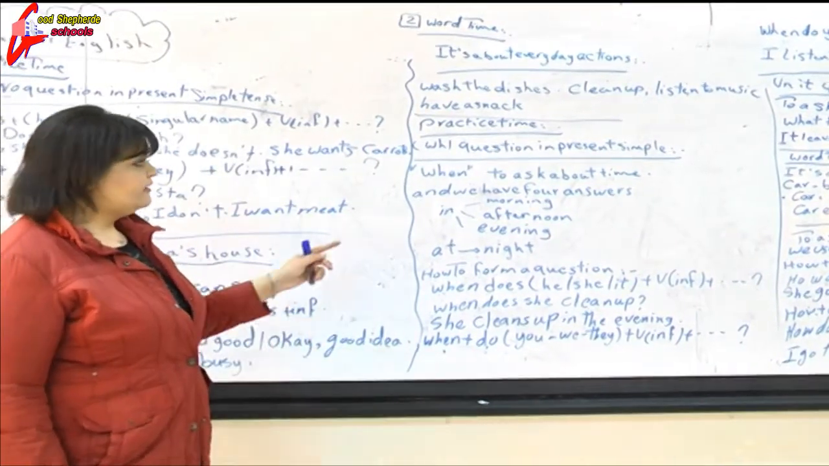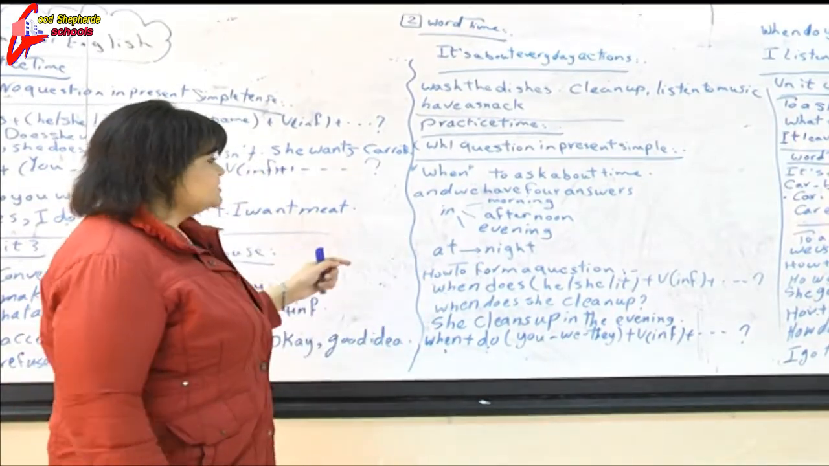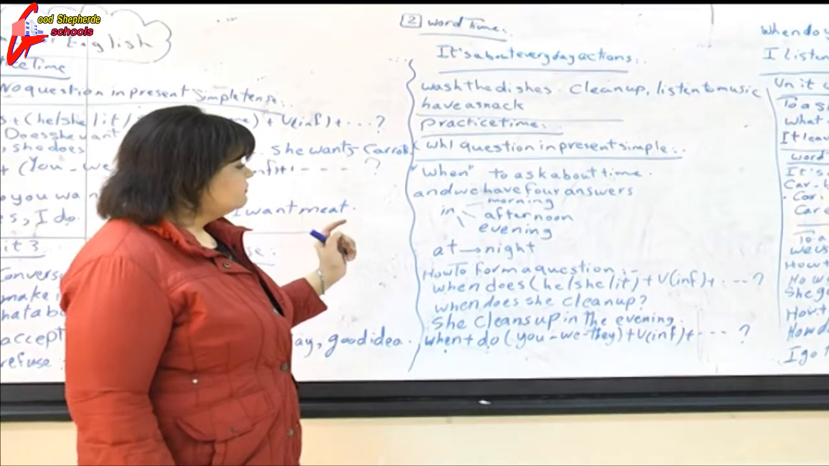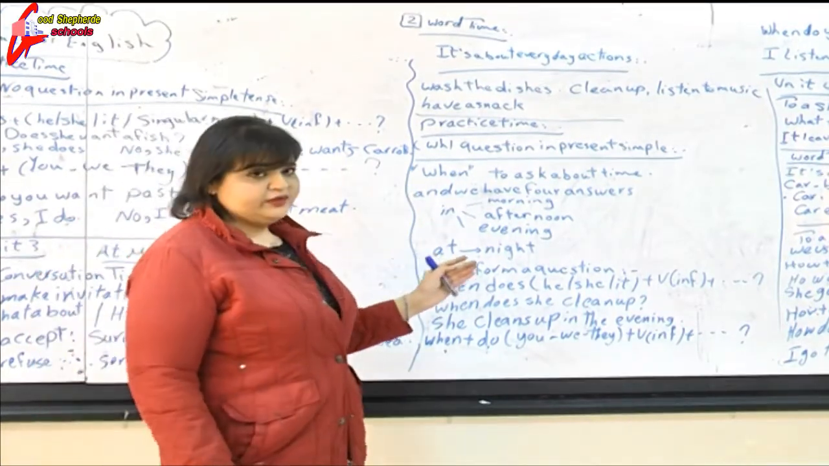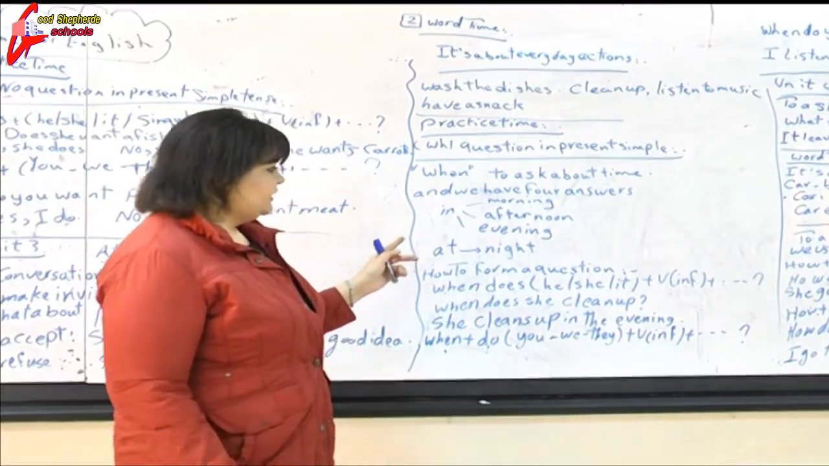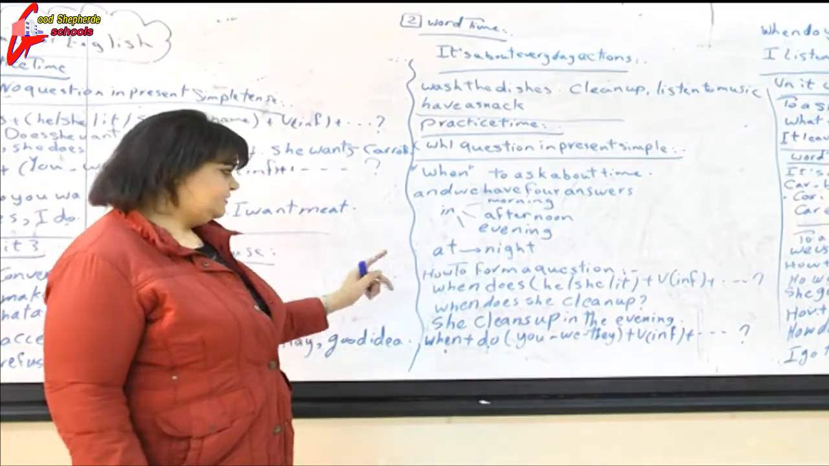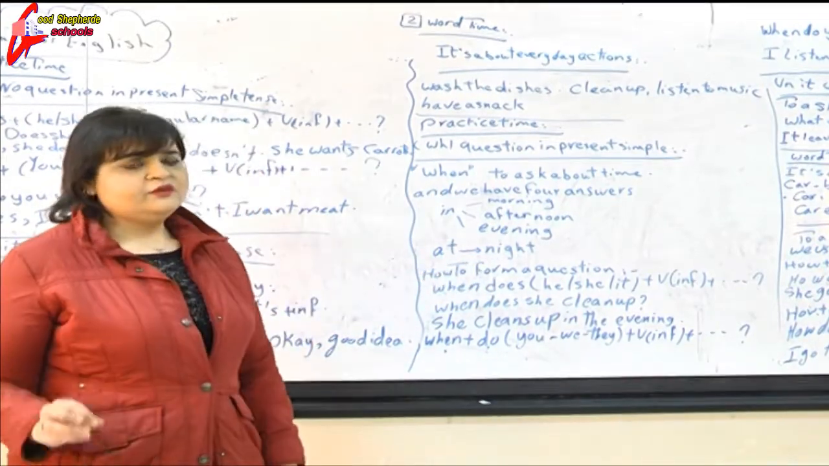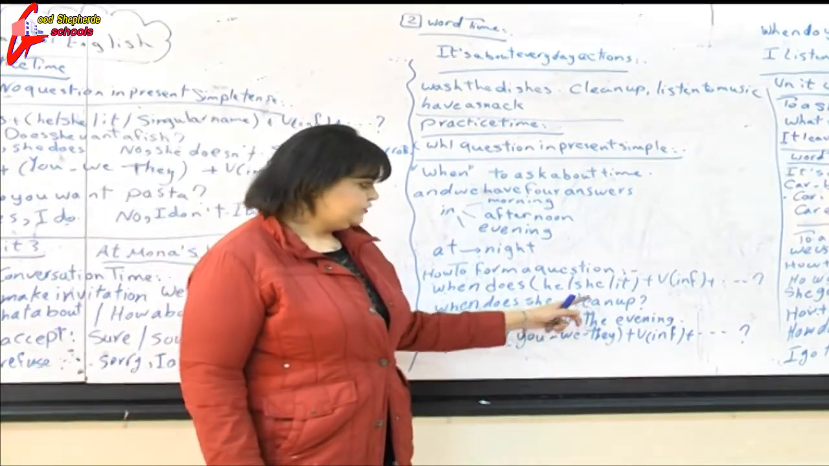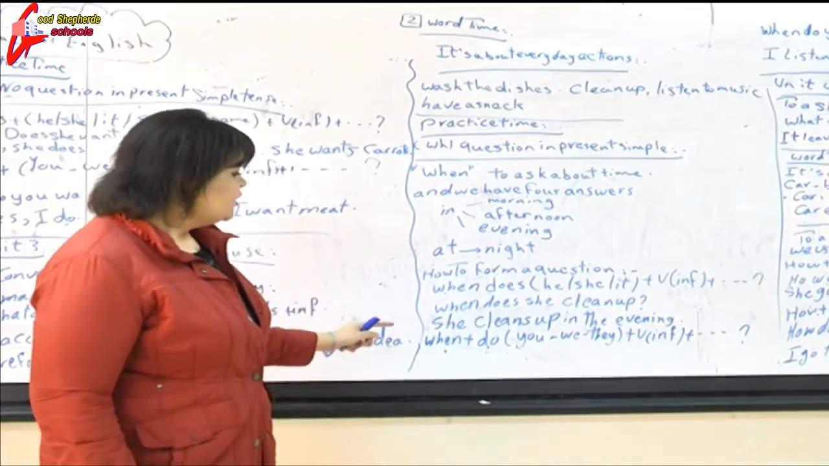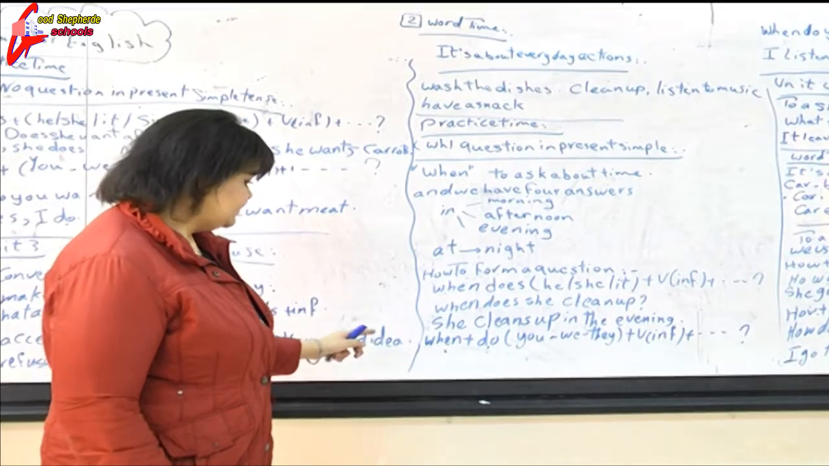Practice time. You have to know the WH questions and how to form a question in the present simple tense. We use "when" to ask about time, and we have 4 answers for when: in the morning, in the afternoon, in the evening, or at night. Before night only, we use "at". How to form a question? We use when plus does, if the pronoun is he, she, or it, plus the verb in infinitive. "When does she clean up?" "She cleans up in the evening."